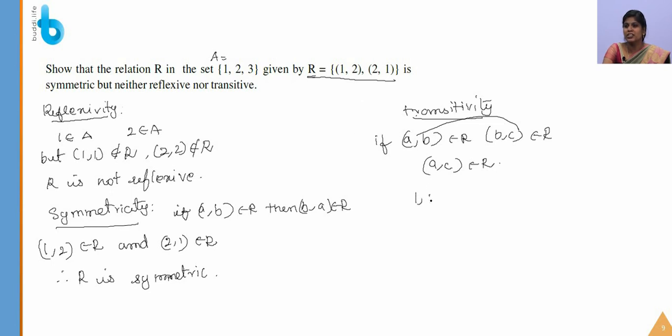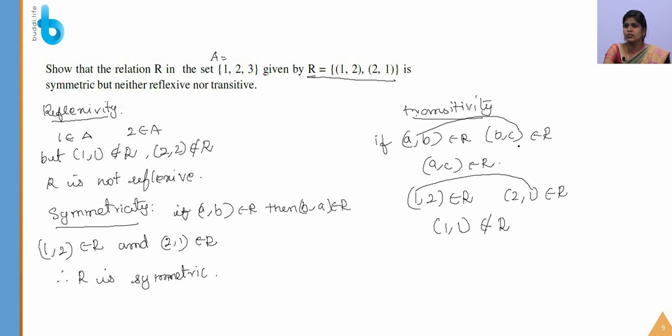We have (1, 2). We will just take the elements in the set R itself. (1, 2) belongs to R and (2, 1) belongs to R. But (1, 1) does not belong to R here. As I told you before in the definition, only if these two conditions are satisfied, you can check for this condition.